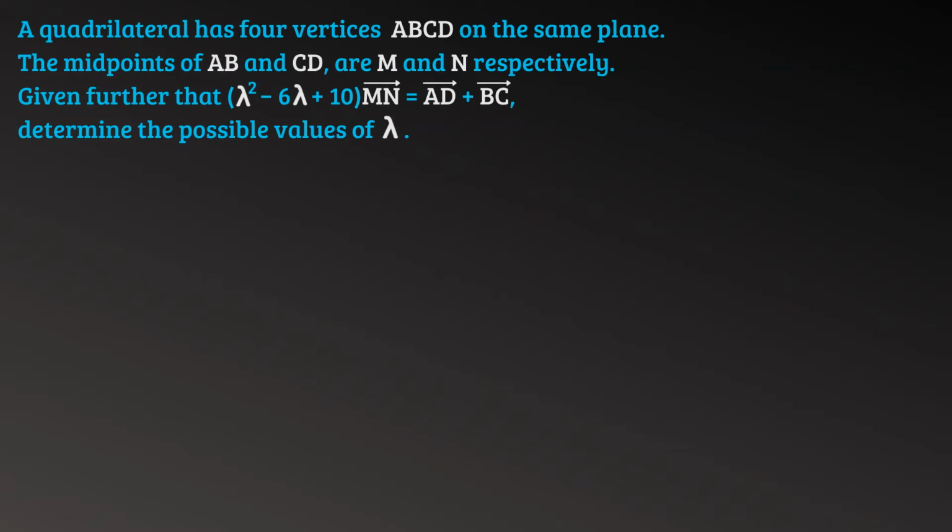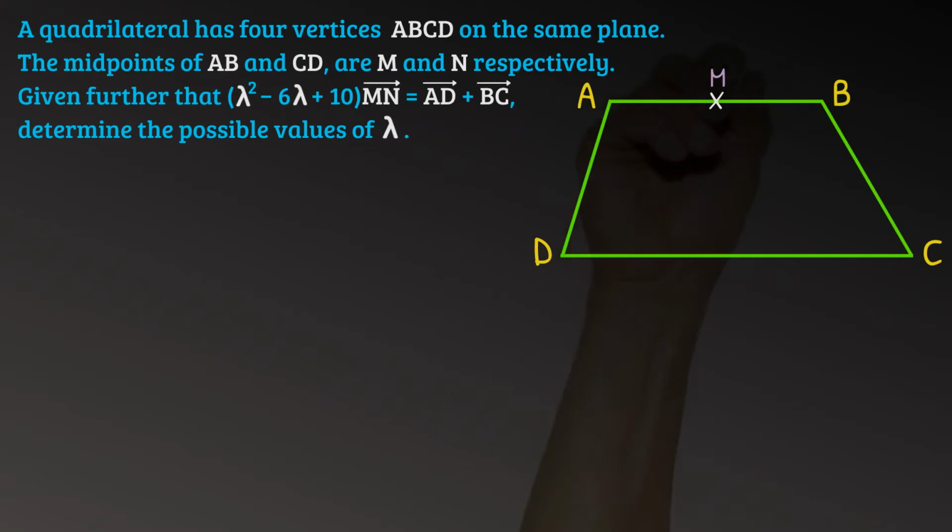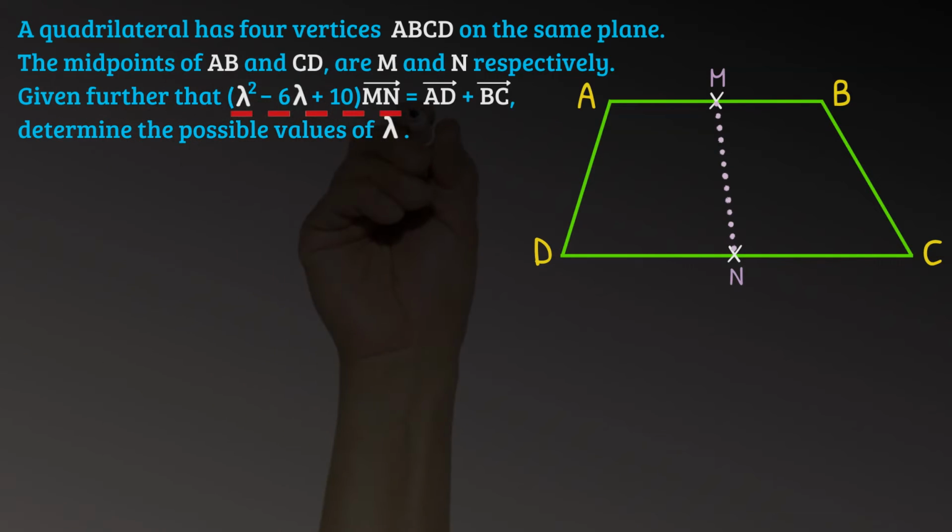So in the next question, we have a quadrilateral ABCD. So I'm going to sketch that first. And we're told that the midpoint of AB is M and the midpoint of CD is N. Now we're given this equation here and we're asked to find the value of lambda. So a good place to start is to use the sketch to find another way to write AD and BC.